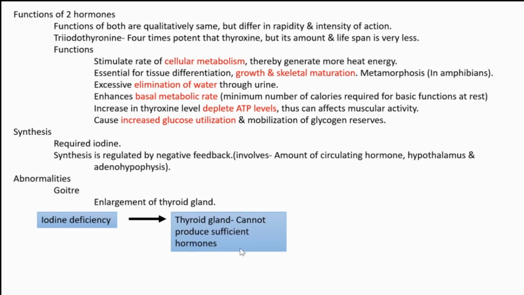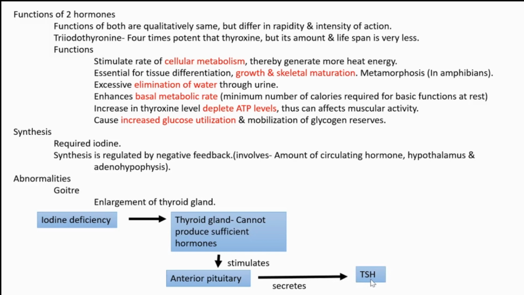That insufficient level of thyroid hormones is sensed by whom? There is a regulating unit. We already learned in the last class: the hypothalamus and pituitary. The anterior pituitary gets stimulated by the information that there is not enough thyroid hormone. The anterior pituitary gets stimulated and it produces TSH, thyroid stimulating hormone. It's a releasing hormone from the anterior pituitary.